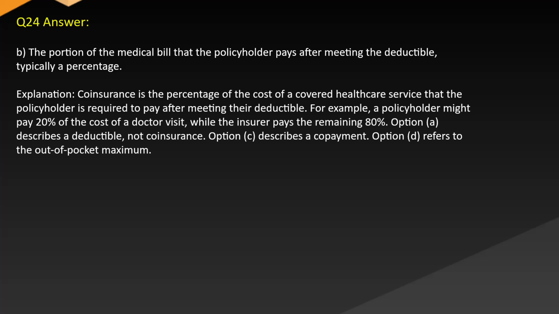Option A describes a deductible, not coinsurance. Option C describes a copayment. Option D refers to the out-of-pocket maximum.